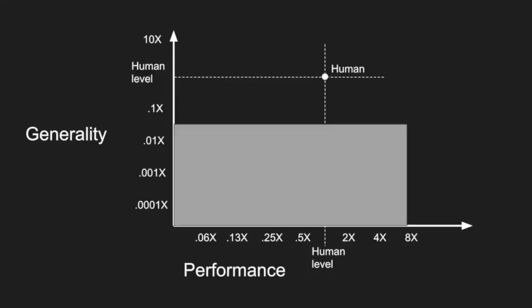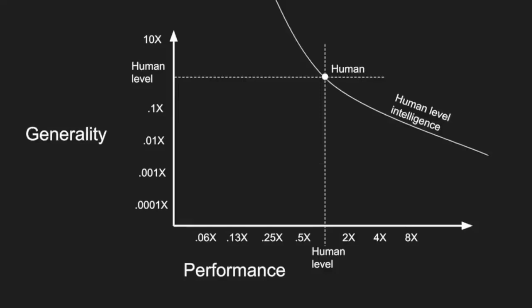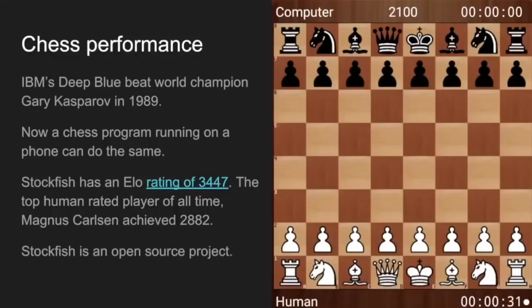Now, if we take the set of all of these agents that have about the same area under their intelligence rectangle, then we get this curve representing human level intelligence. Any agent who falls along that curve would be comparable to a human. Any agent down and to the left of it, subhuman intelligence, and any agent up and to the right, superhuman intelligence. Now let's look at a few agents that you might be familiar with and see where they fall in this scheme.